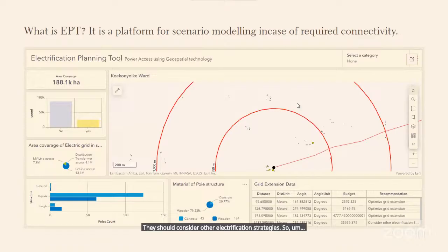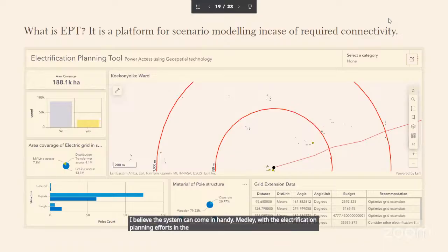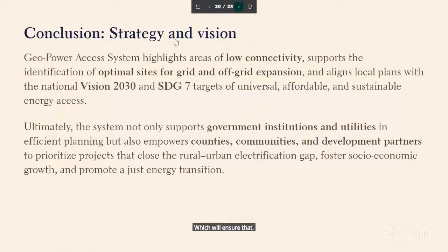I believe the system can come in handy majorly with the electrification planning efforts in the country, which will ensure that the investments being made are highly effective and have a great impact on the respective community, fostering socioeconomic growth and promoting the various energy initiatives being conducted within the nation.